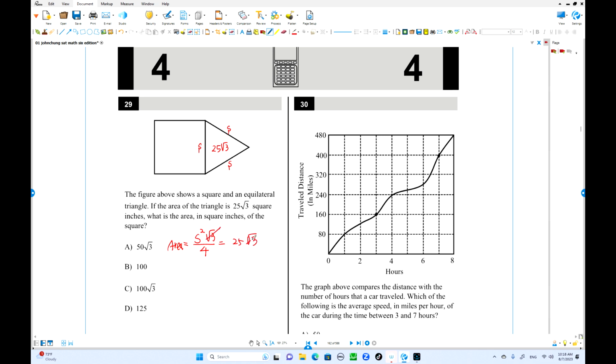So √3 is canceled out, times 4 on both sides, you get S squared is 100. So S is 10, right? Only the positive value of that. So this is 10, and this square's side is another 10. The area of this square is 100, okay?